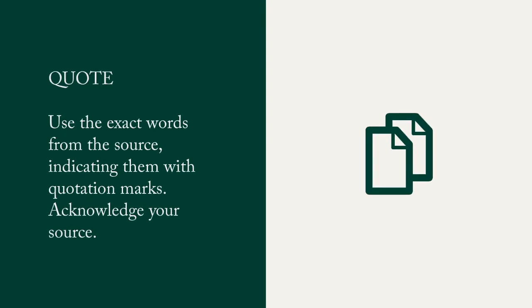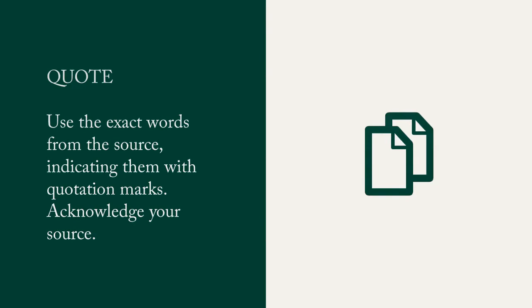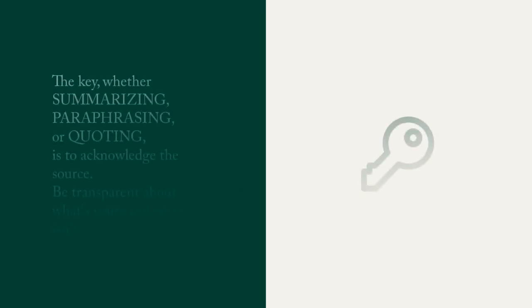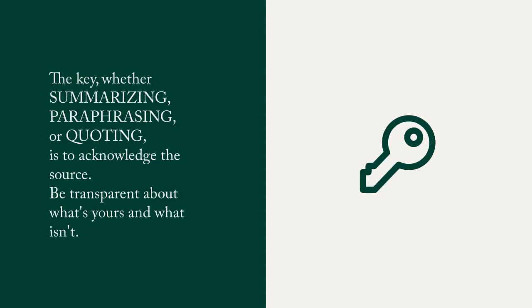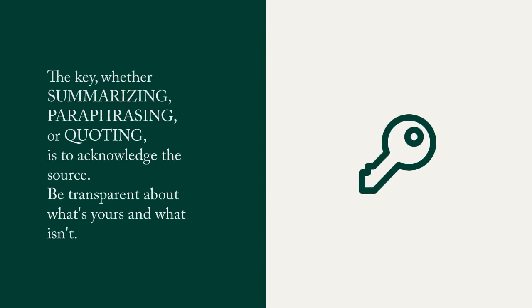We may need to delete words when we use an ellipsis, or we may need to add or edit others using square brackets in order to fit the source's syntax with our own. The key, no matter whether you're summarizing, paraphrasing, or quoting, is to indicate where specifically you have borrowed from and utilized source material, and what ideas are your own.